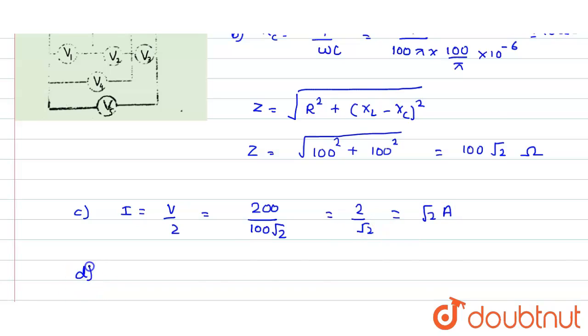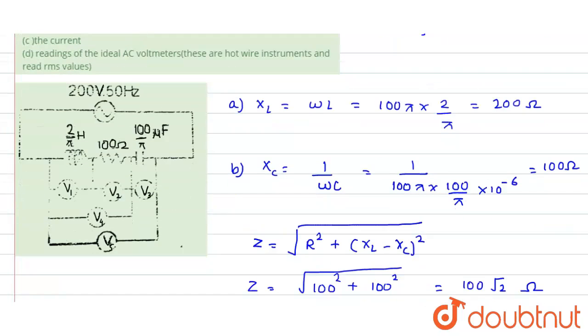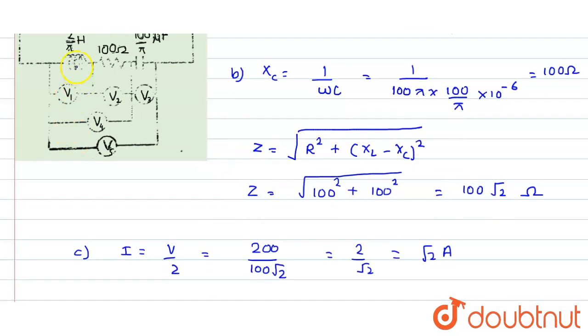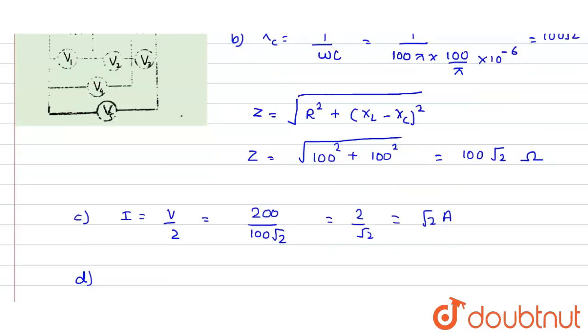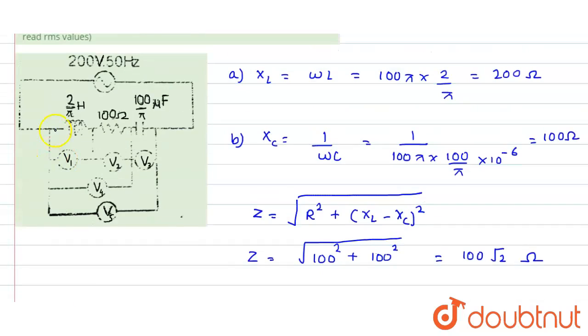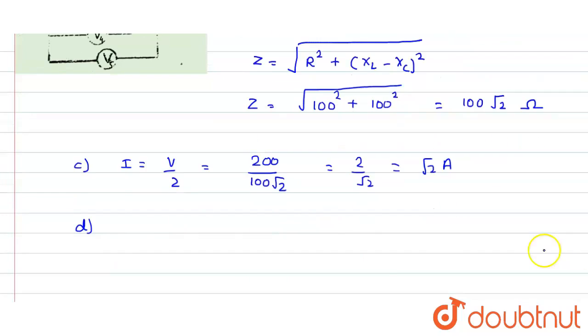Now in part D, we need to find the potential difference across the different voltmeters. V1 is connected across the inductor. These are in series, so the same current flows through each, because these are ideal voltmeters with very high resistance, so no current flows through them. The potential drop across the inductor, V1, equals I into XL. I is root 2 and XL is 200, so it is 200 root 2 volt.